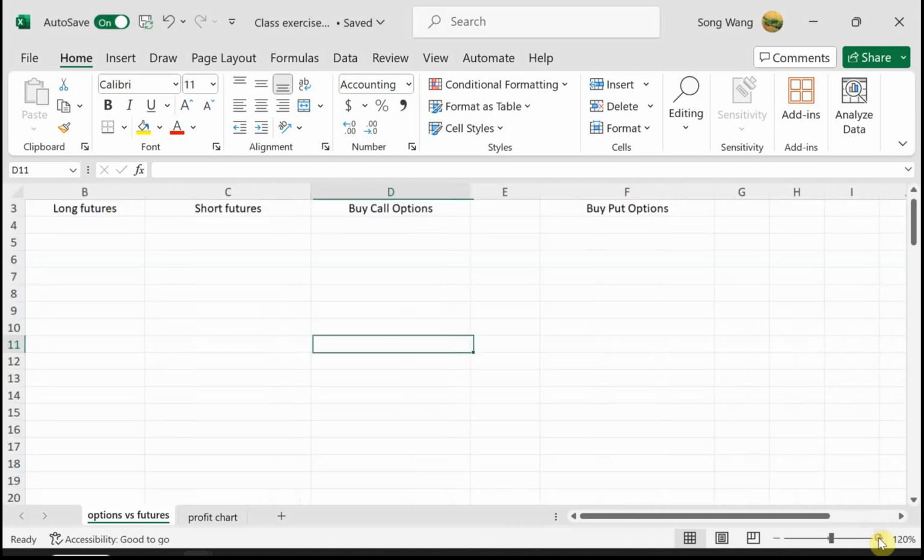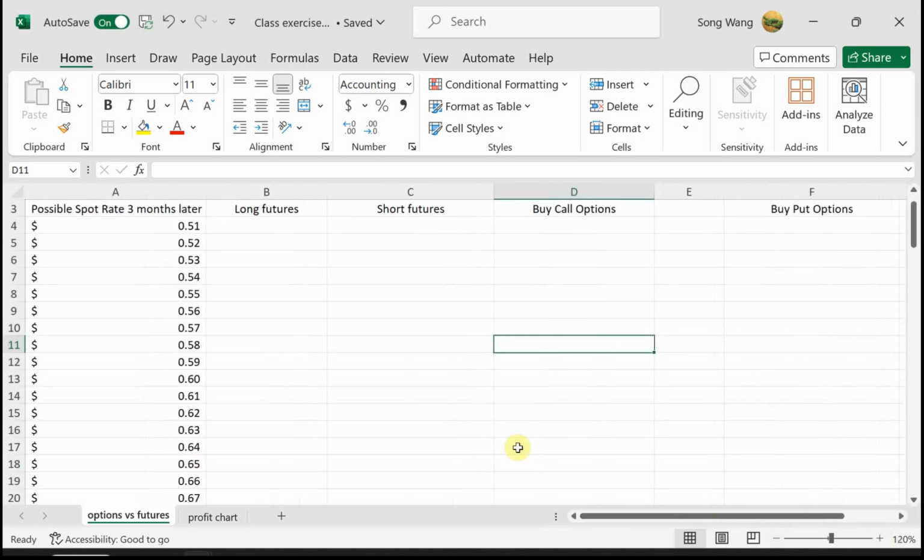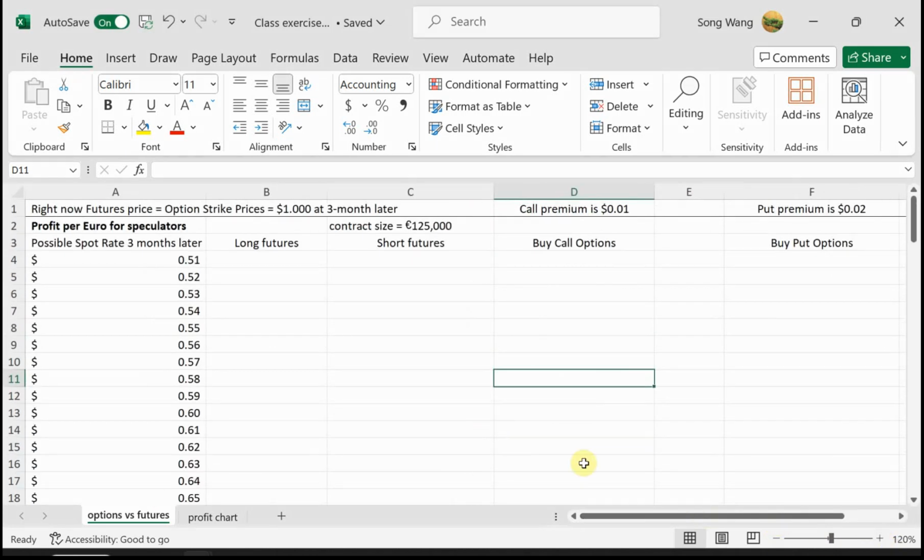All right, people, for this class practice, we are learning how to calculate the profit for speculators in the derivatives market. There are derivatives called futures, and also derivatives called options. Based on your speculation, you can take different positions by utilizing those derivatives.